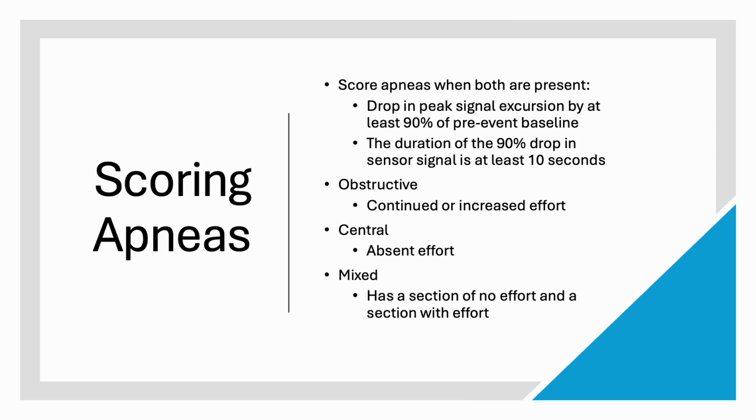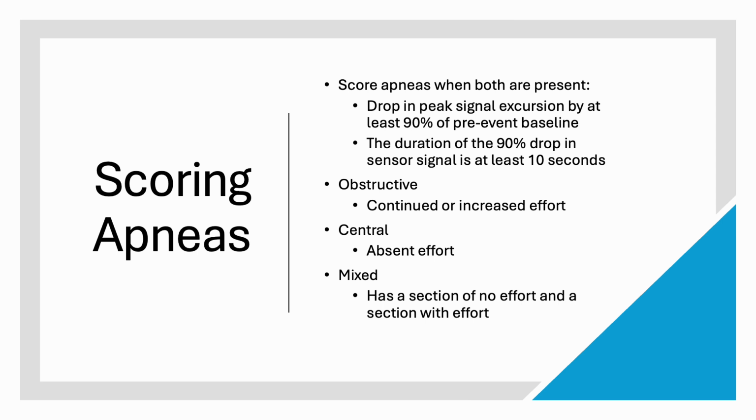We score apneas as obstructive if there is continued or increased effort in the belts, if the effort is paradoxing, or if there is snoring prior to the event. Usually, apneas are obstructive to the point that snoring doesn't even come through. That's a good way to know if it's truly an apnea or not.